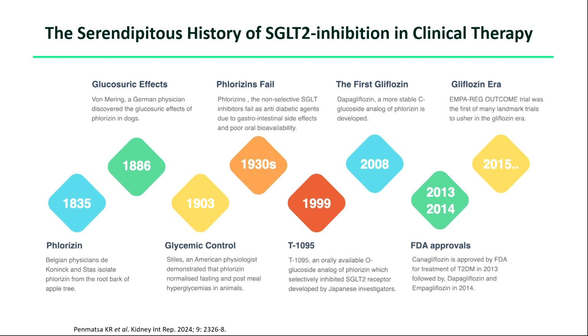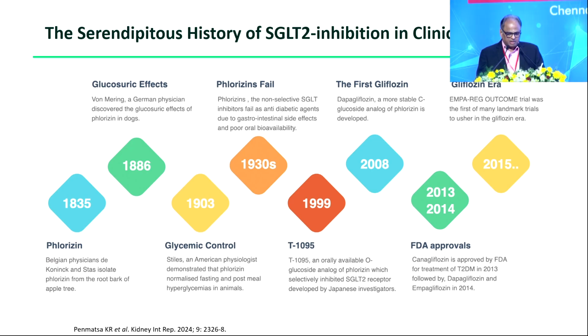But in 2013 and 14, all the gliflozins, that is cana, dapa and empagliflozin, were introduced, and then the CVOT trial, EMPA-REG OUTCOME, which came in 2015, really changed the way we treat. After these gliflozins came into our market, there was so much interest generated. They were approved by the US FDA in 2013 and 14 for management of type 2 diabetes.